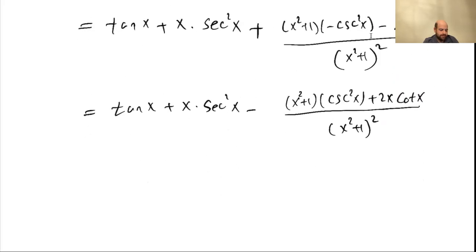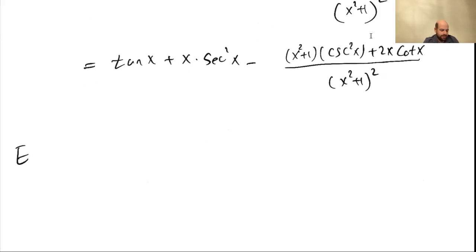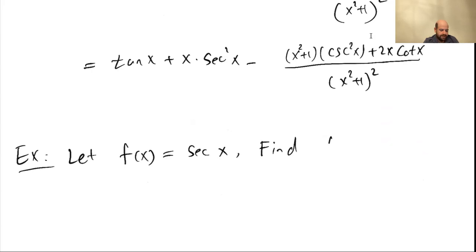Okay, so let's look at the next example. Let f of x equal secant x. Find, let's say, f double prime of pi.